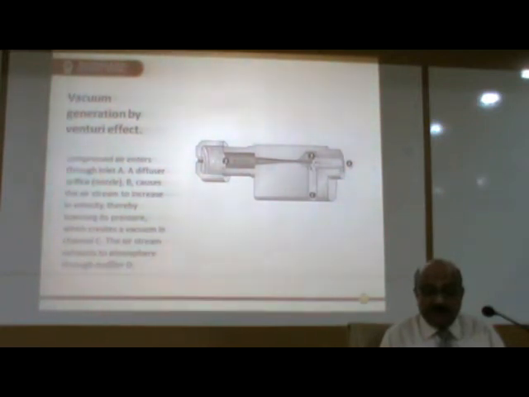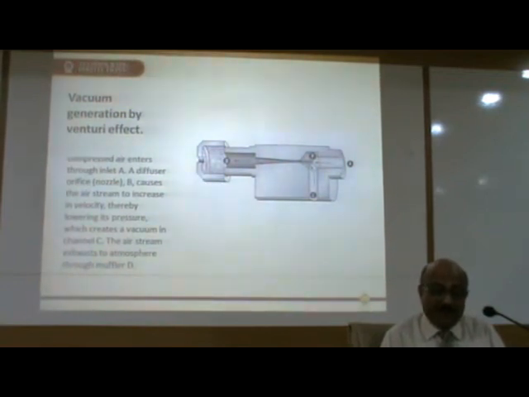The inlet A, from here the compressed air is entering, and at point B it causes the air stream to increase its velocity. Here at point B, the throat is there, like simple Venturi meters, we can compare with that. It is a Venturi effect. And at point C, there is a generation of vacuum. And at point D, the compressed air is going outside with the muffler.